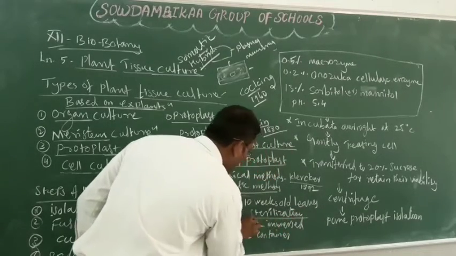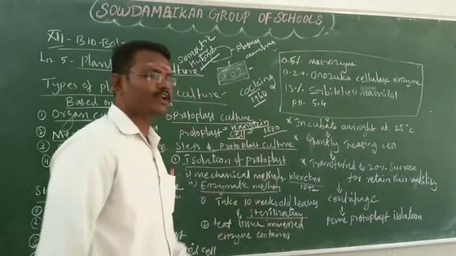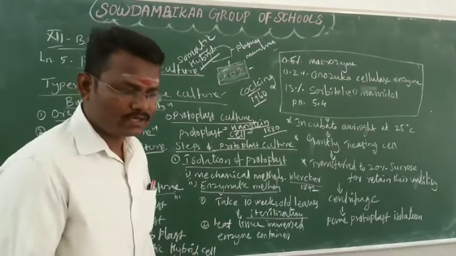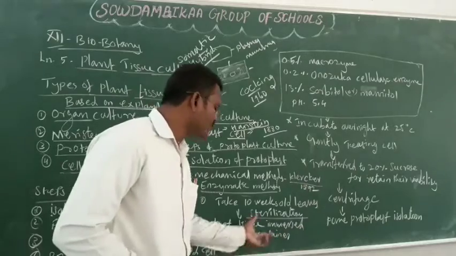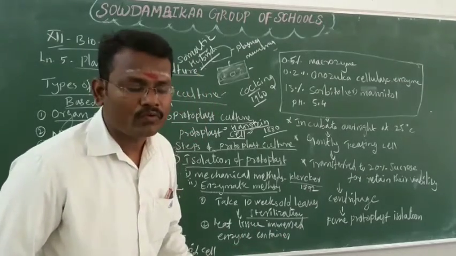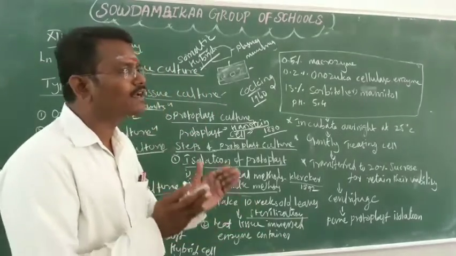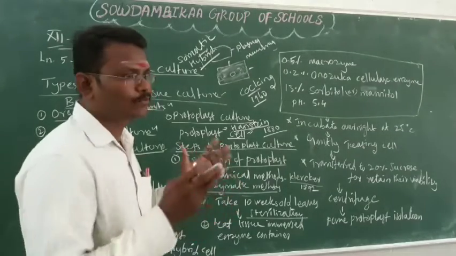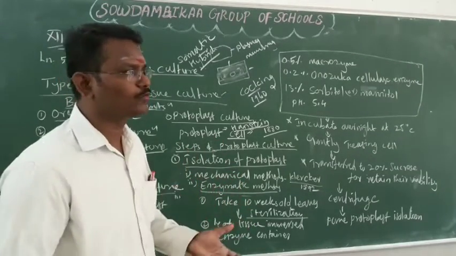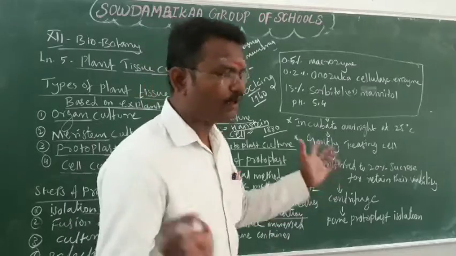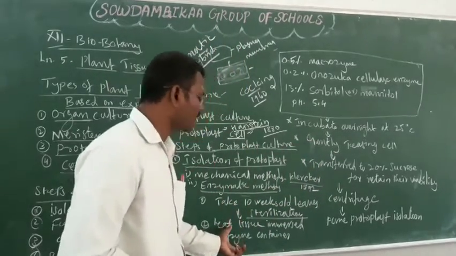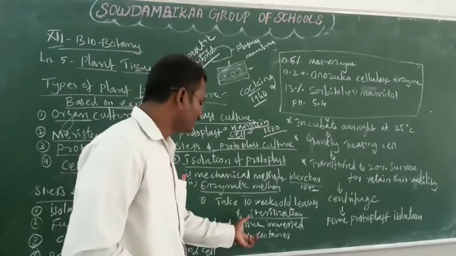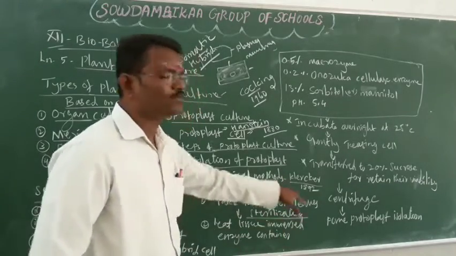The leaves we can take and stabilize. We can select the leaf and stabilize the leaf. After that, the leaf tissue is immersed in the enzyme container. Very important: what is the enzyme container? It can be a beaker, any conical flask or petri plate, any glassware containing the leaf immersed in the enzyme solution.